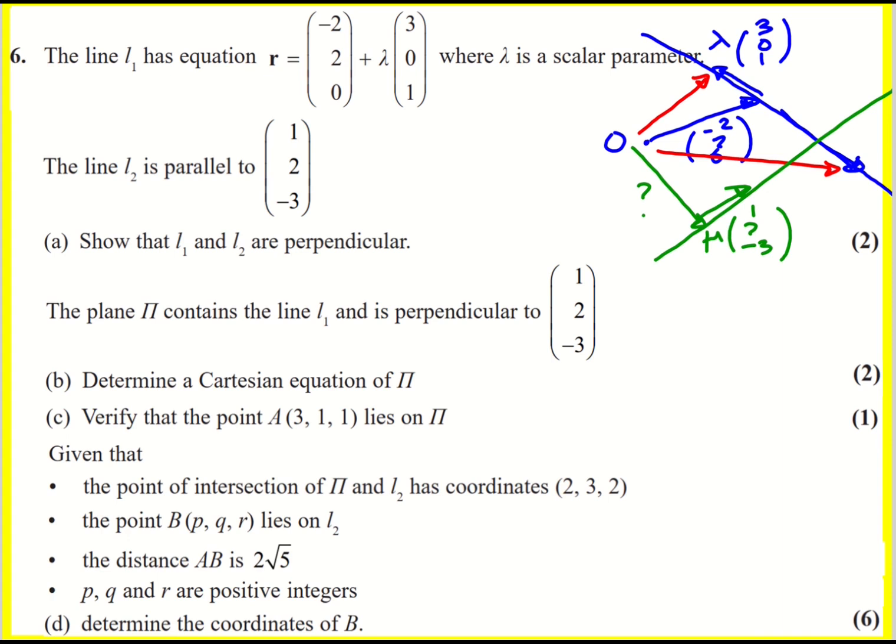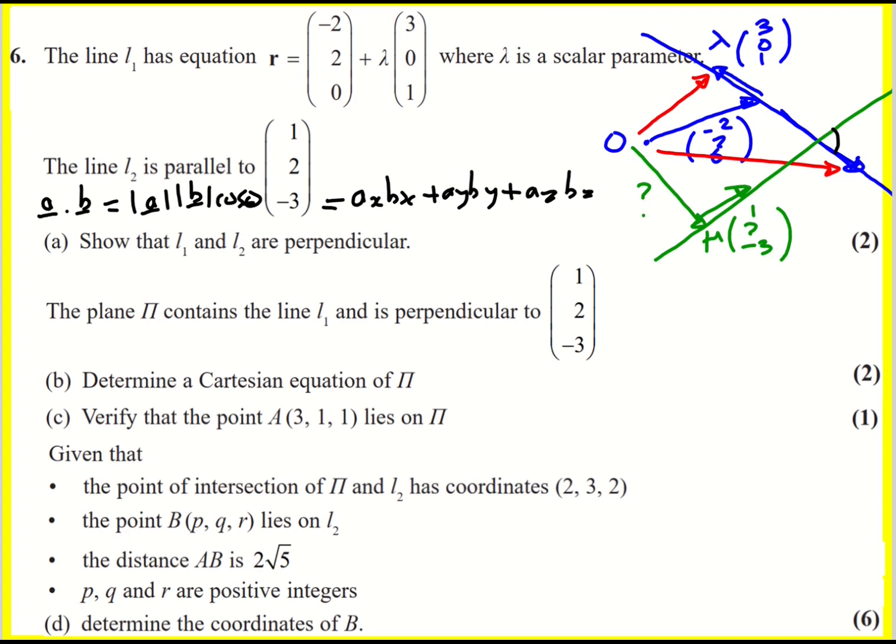But we're asked to show that L1 and L2 are perpendicular. So for this, I can investigate the angle that they meet at. Now the dot product is given by a dot b equals the modulus of a, modulus of b, cos theta, where theta is the angle in between. And we've also got the version where you multiply the components. Not going to show where this comes from. Make sure you've got both of them ready to use.